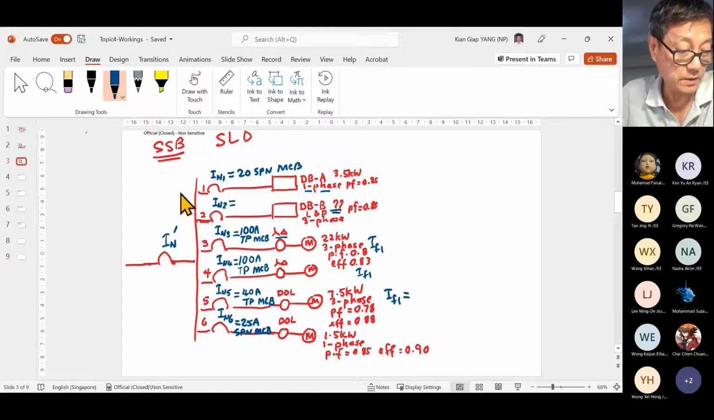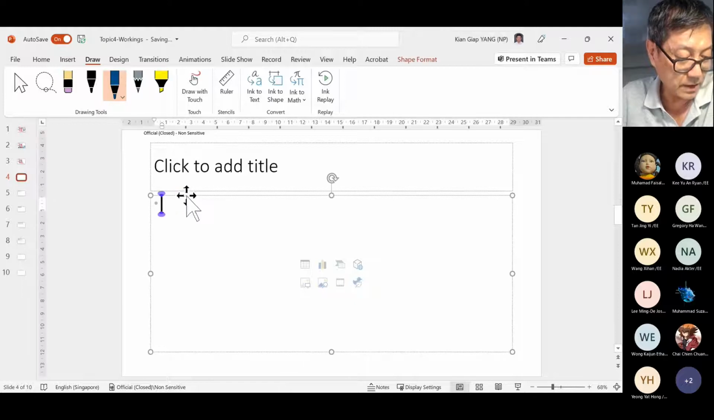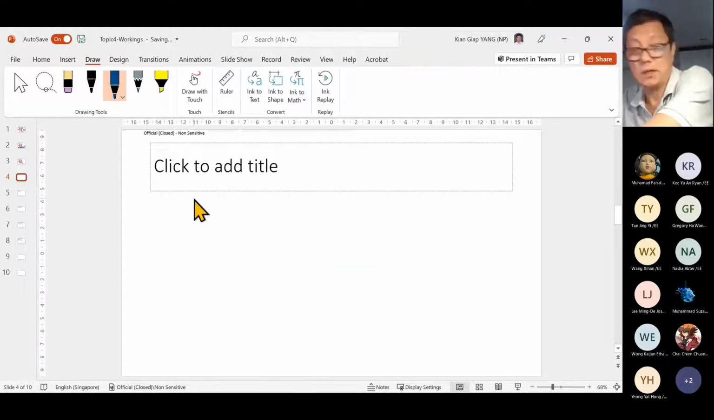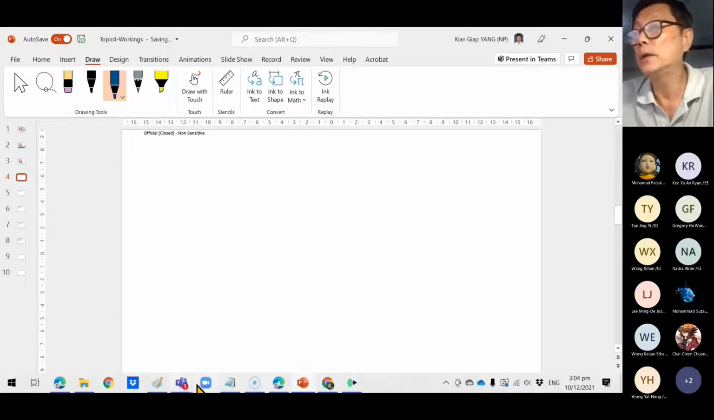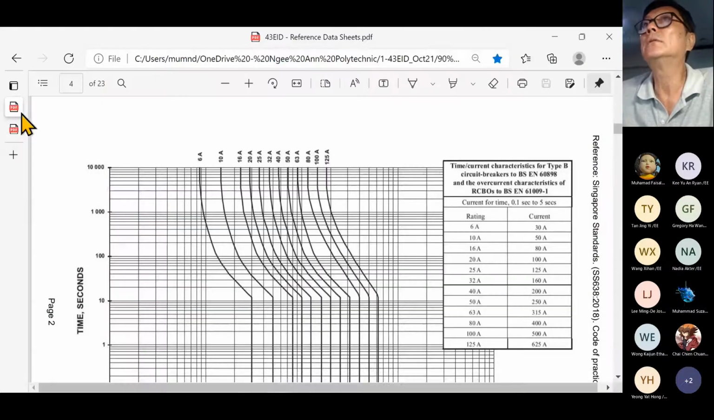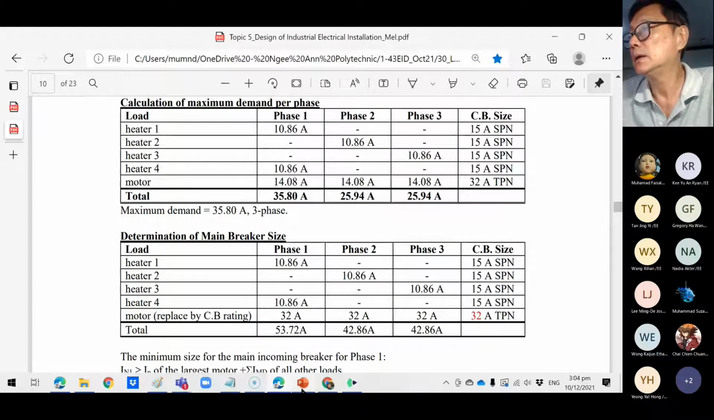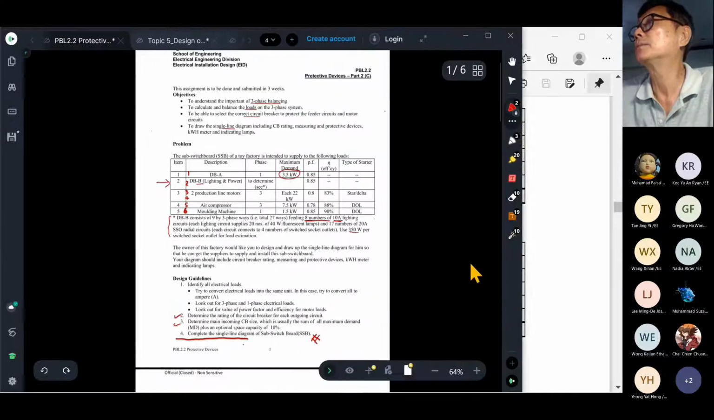Now, what is the challenge for the DBB? Let me create a new slide. Now, the DBB is actually a three-phase. All right, I'm going to take the information from here. There is information provided for me here, and I must use this information, otherwise I can never calculate. Now, this information is the information that I want.